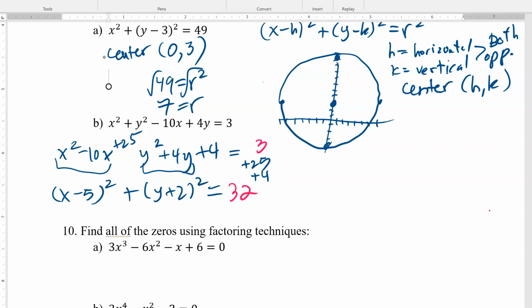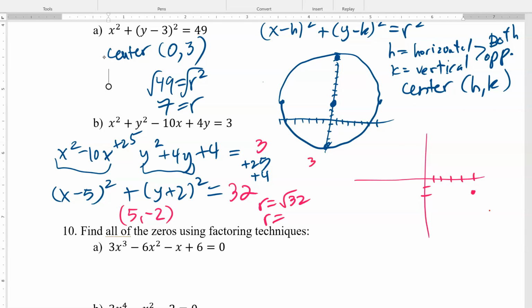So this graph has a center at (5, negative 2), 1, 2, 3, 4, 5, negative 2, and a radius of the square root of 32. Do not leave it as the square root of 32. Simplify that. 32 is, what is that, 4 times 8? 2 times 2 times 2 times 2 times 2. So our radius is 4 square root of 2.